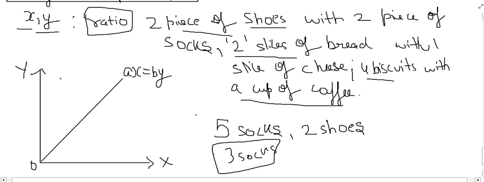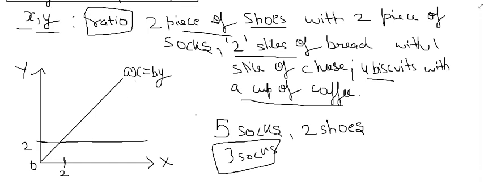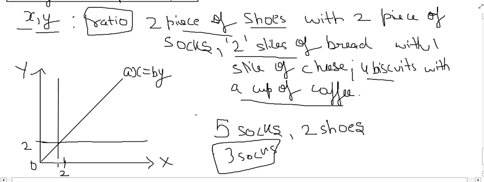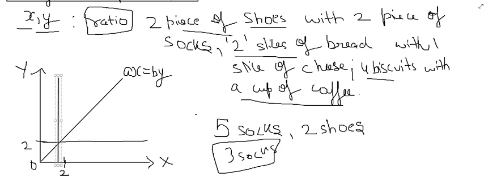Okay, so let us say here is 2 and here is 2. You have 2 socks, and you have got 2 shoes. That would be drawing a bit more nicely. Let's draw it like this. Let's say this is the point where we have 2x and 2y.